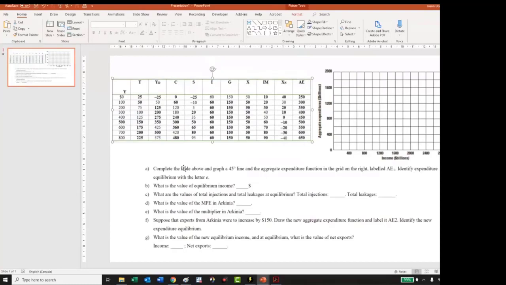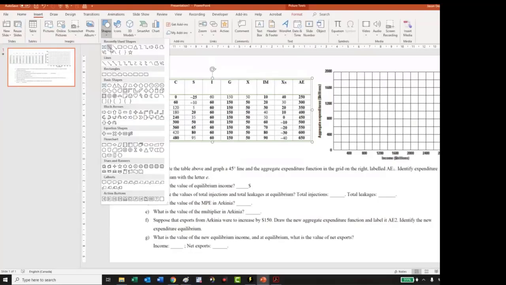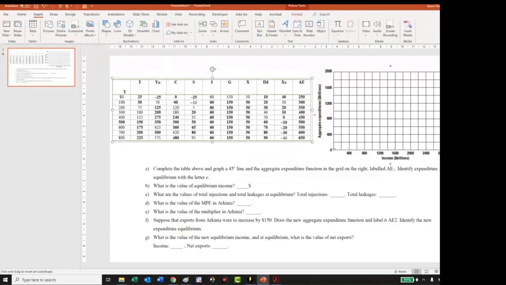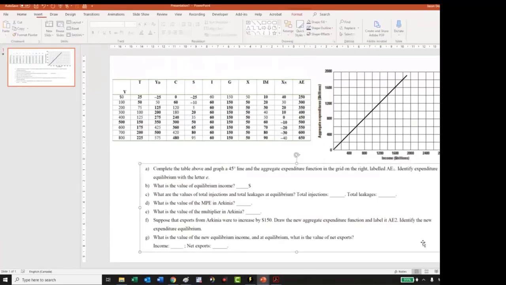And now what we need to do is plot a 45-degree line, and we're going to plot the aggregate expenditures function. So the 45-degree line will just be a line that goes through all the points that are the same. So we want the line to be right here. So that's our 45-degree line. It goes through all the points where what's on the y-axis is equal to the x-axis. So straighten it out a little bit. Okay. Now we need to draw our aggregate expenditures function.